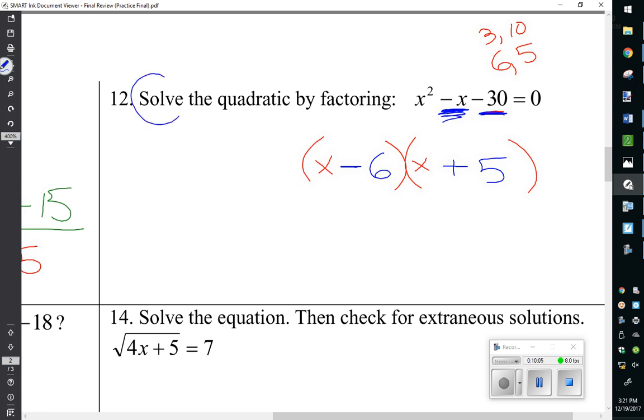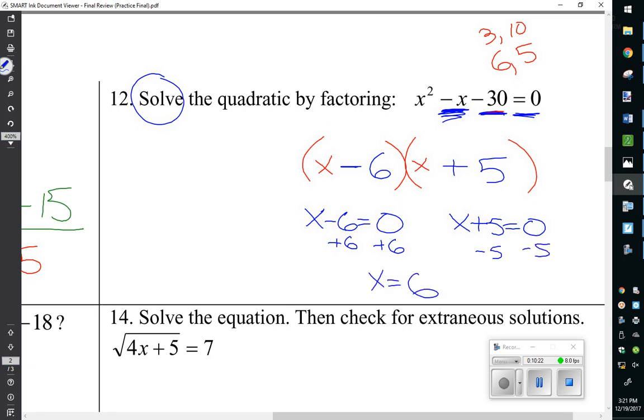We are solving here, so it's not just that. We need to set these things equal to 0. So when I take x minus 6 equal to 0, and x plus 5 equal to 0, add 6, subtract 5.